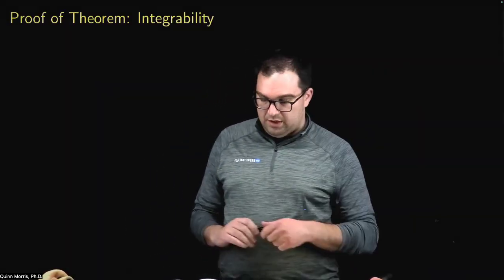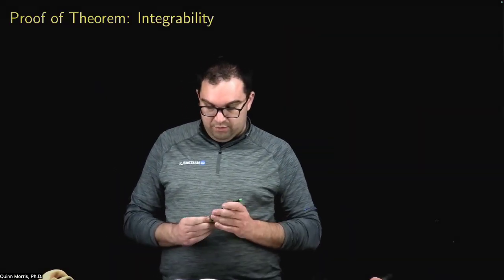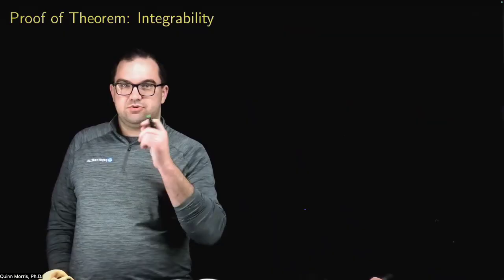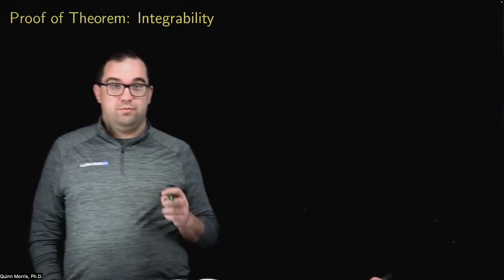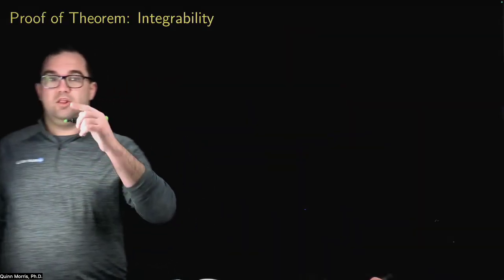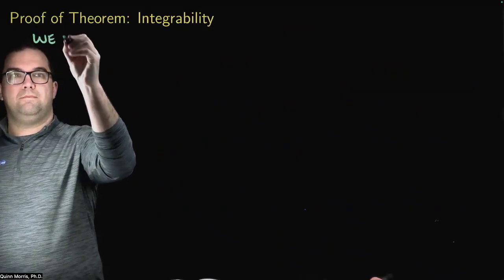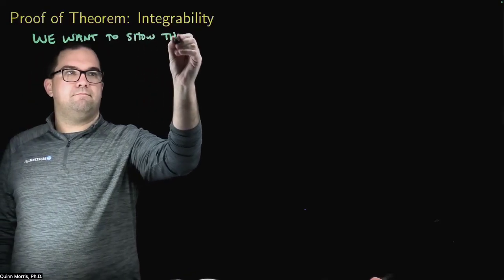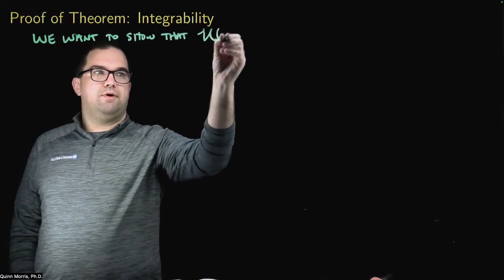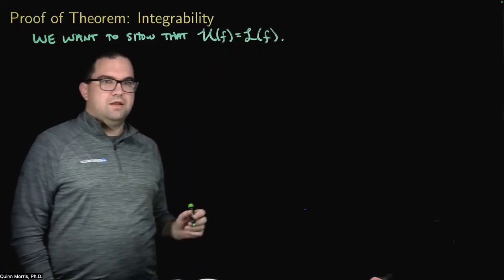All right. So the first thing we want to show is that under the condition that f is continuous on Q, then f must be integrable on Q. So let's think about what my goal is. If I want to show that f is integrable, then I want to show that the lower integral is equal to the upper integral. So we want to show that the upper integral of f is equal to the lower integral of f. Now, how do I do that?